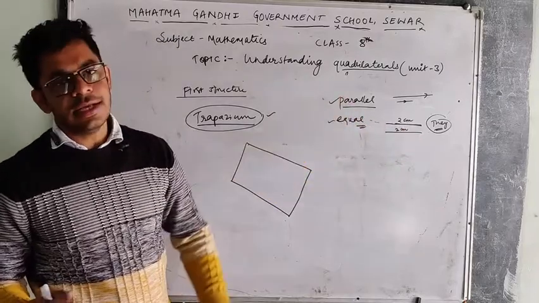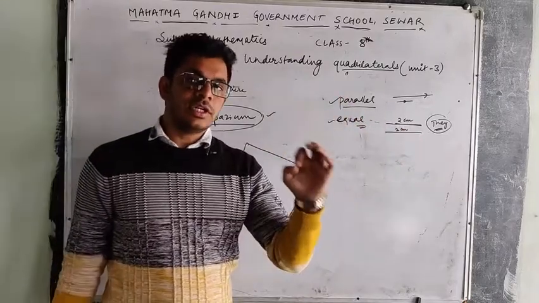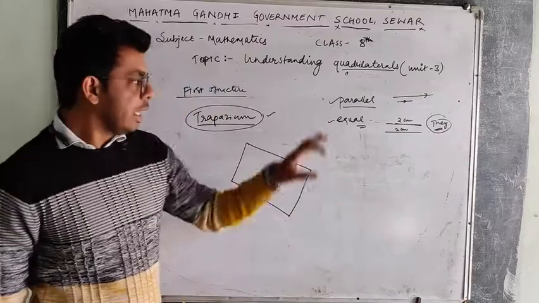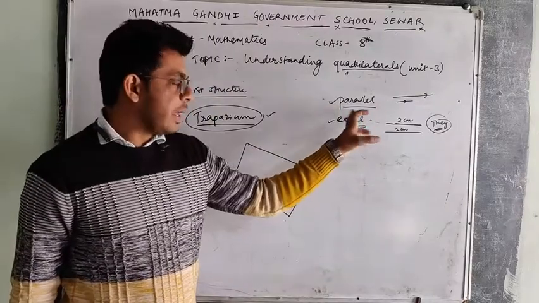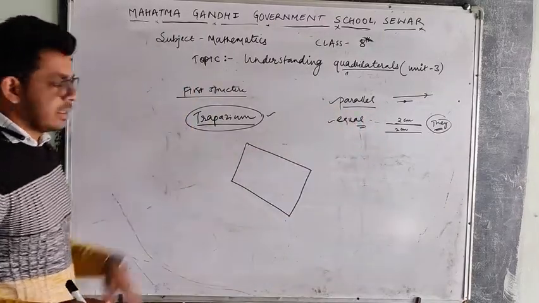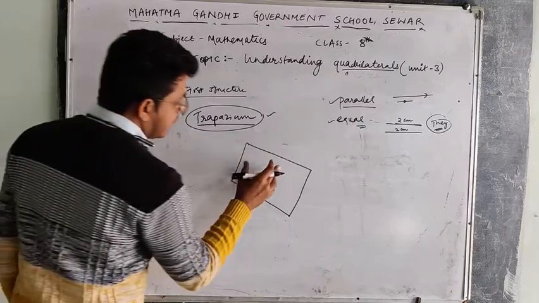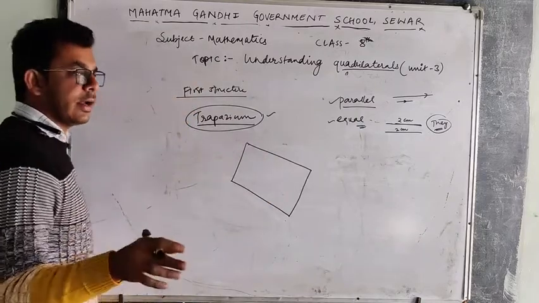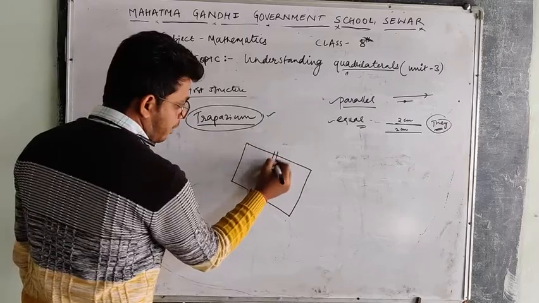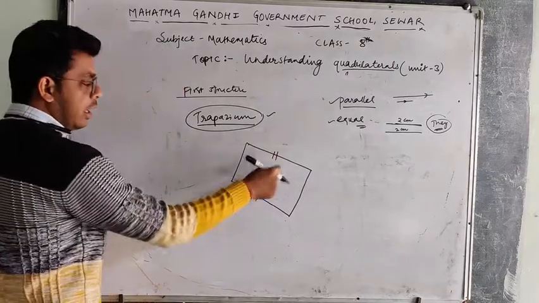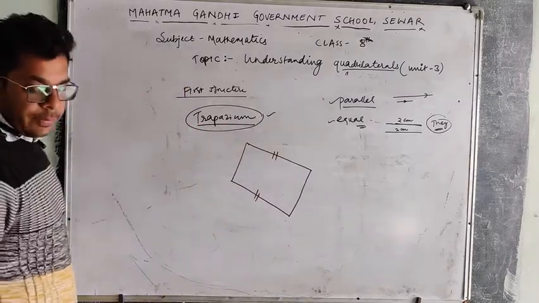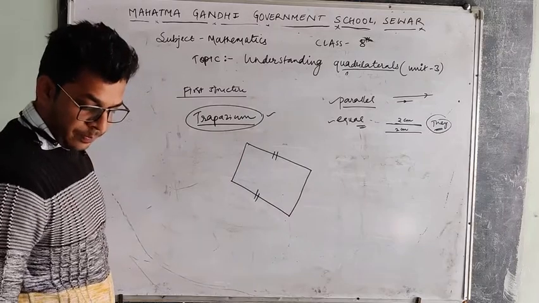But what are parallel lines? Any lines which do not meet each other at infinity are called parallel lines. So we are discussing the trapezium. Any structure or quadrilateral which has a pair of parallel lines is called a trapezium.